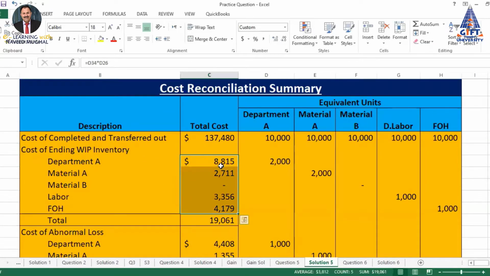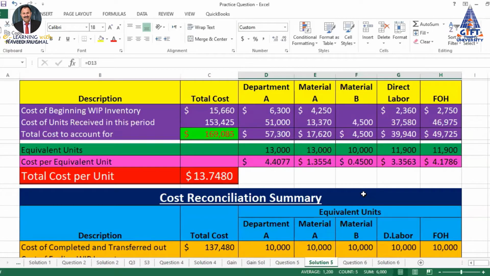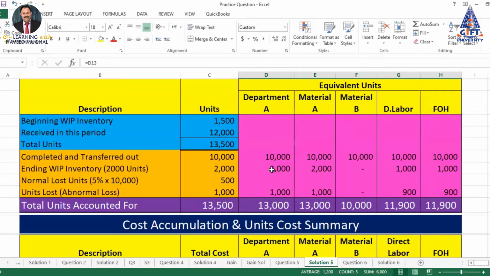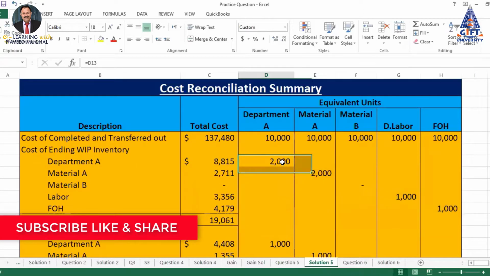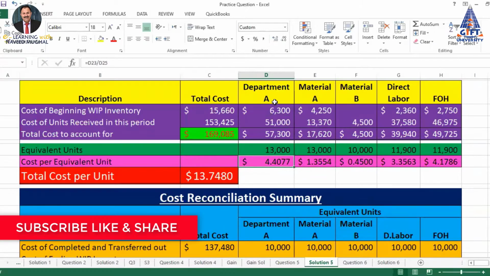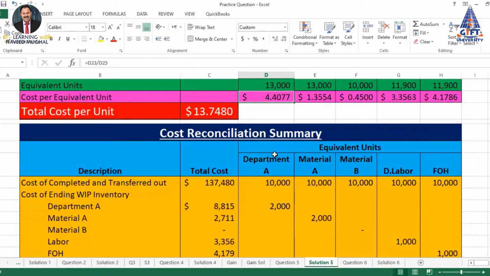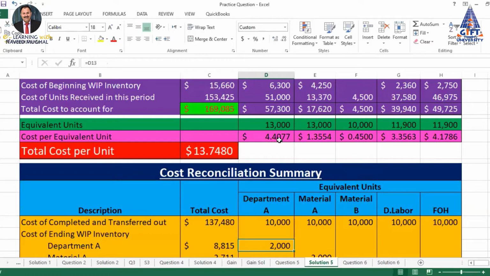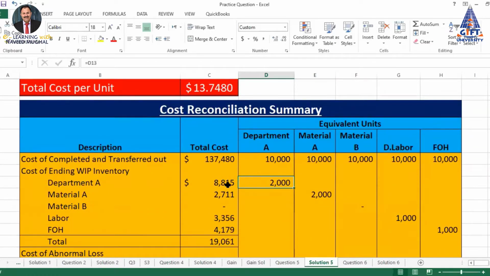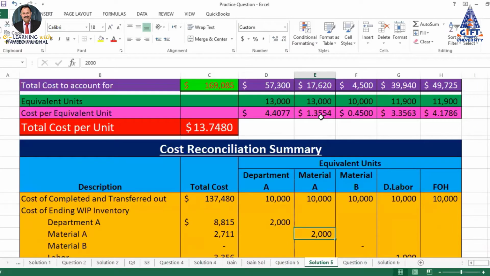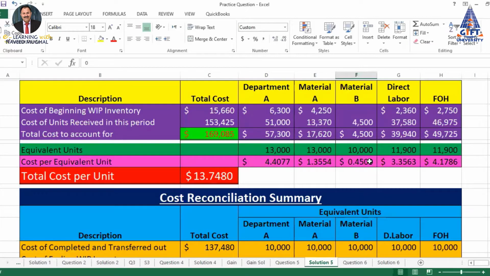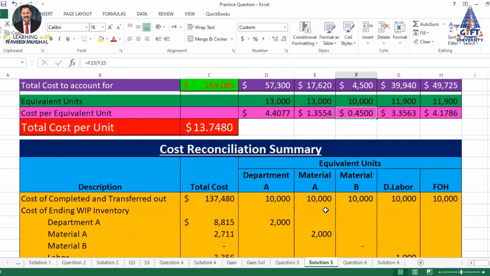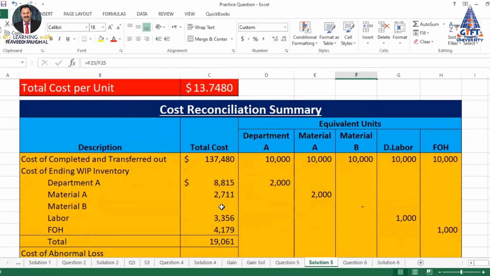Ending inventory work in process cost is calculated by multiplying every cost element's equivalent units, which have been calculated in the first table. We will use these equivalent units for the calculation of these cost elements. 2000 multiplied by the per unit cost of this cost element, that is department A. So that is 2000 multiplied by 4.4077, that is 8815. Then 2000 multiplied by 1.3554, that is 2711. Then 0 multiplied by 0.4500, that is 0.